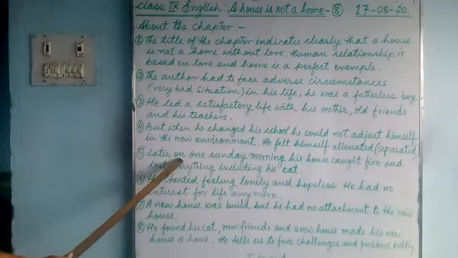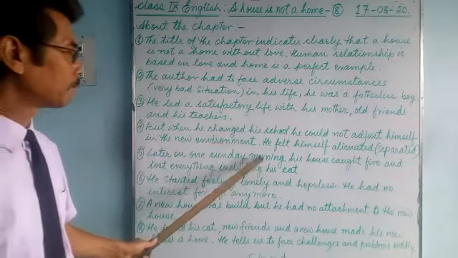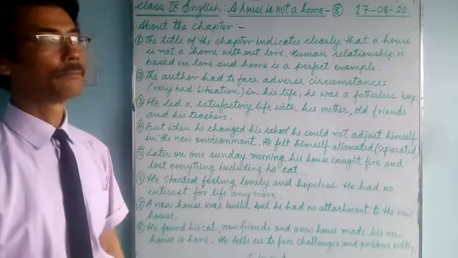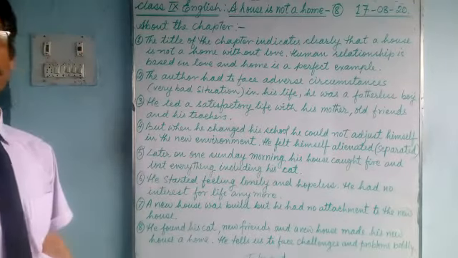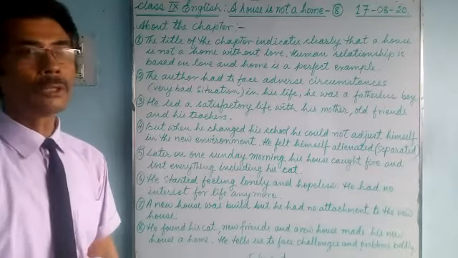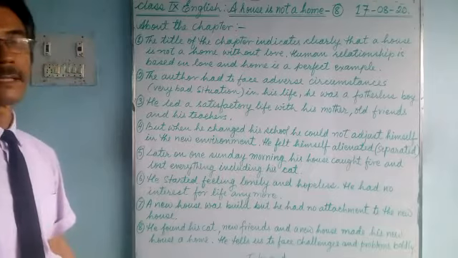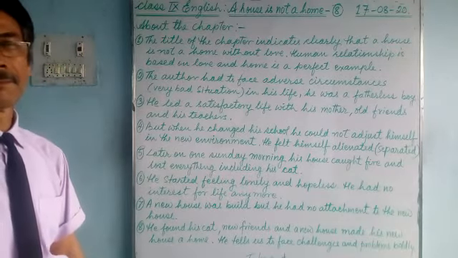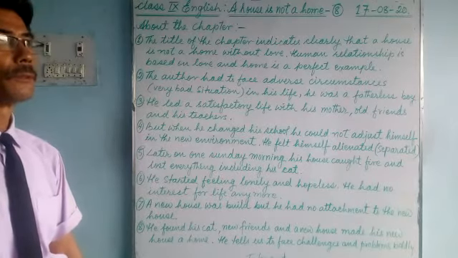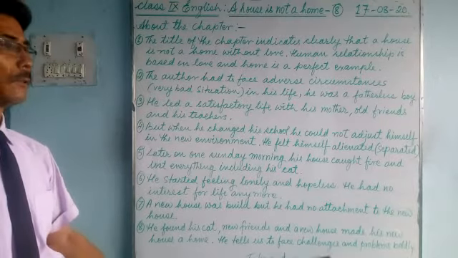Later on, though he was very new to that school, one Sunday morning, his house caught fire. His house caught fire and he lost everything. He could not save anything, including his cat. He had a pet cat, a lovely cat. That also he missed. He could not see where it had gone or whether it had got burned.